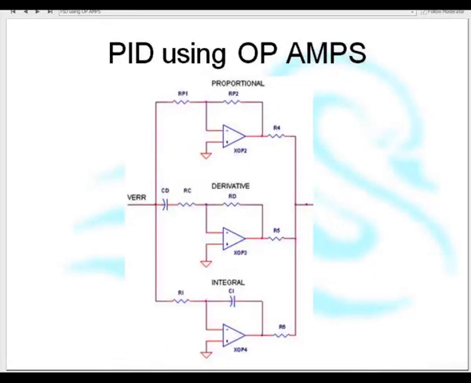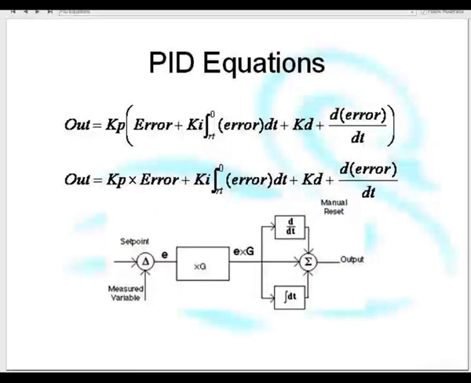Around about the 70s and 80s, they discovered they could use electronics instead of pneumatics. And they could use op-amps to build clever little things that would do proportional, derivative, and integral. The equations that Lagrange came up with were these. There are two versions of the PID equation, what's called the parallel version and what's called the series version. The top one is the parallel version. The diagram below explains that. And the bottom one is the series equation. These are the equations that Lagrange came up with.